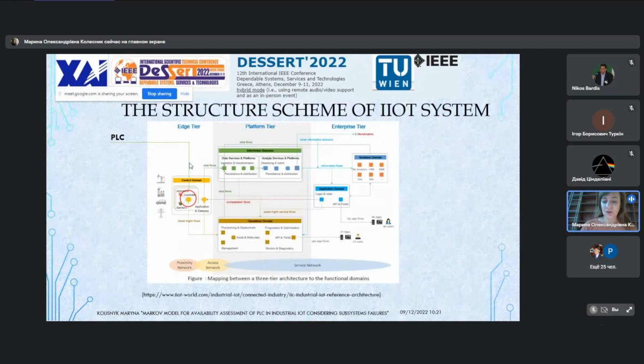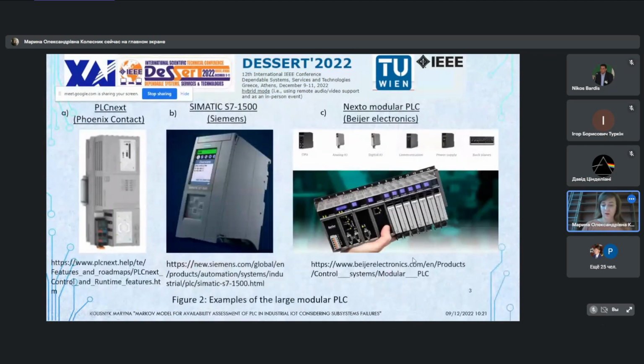The new technologies. For example, the structure scheme of IoT. Sorry.